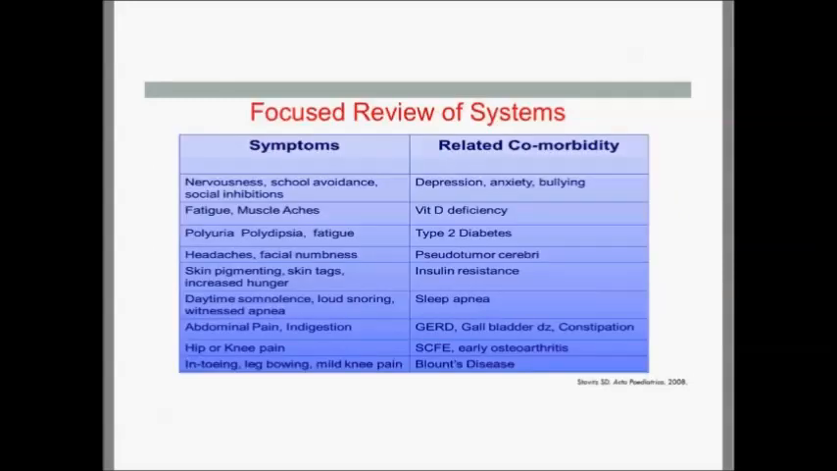Okay, and then finally, a focused review of systems. What you really want to do is just ask these questions and then pay attention to the answers. Some of this might seem very, very obvious. So, for example, nervousness, school avoidance, social inhibitions. Always think about depression, anxiety, and bullying. Bullying is huge. Bullying is still a big problem. We go through it in my children's schools still, regardless of the fact that we've tried to put pressure on the administration for it. So it's something that you should consider happening rather than not happening.